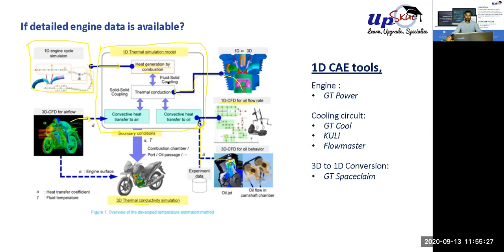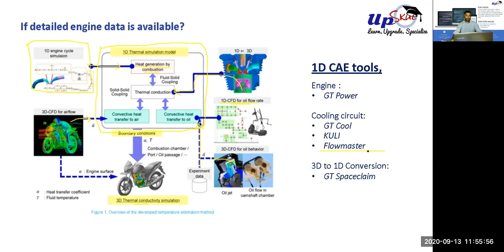GT Power is quite popular. Most of our OEMs use it. For the cooling circuit, there is another tool from GT, which means Gamma Technologies, called GT Cool, also very popular. We have another software called Coolit, also quite popular for cooling related calculations. Another software, comparatively newer, is Flowmaster. All of these can do the 1D schematic and calculations.